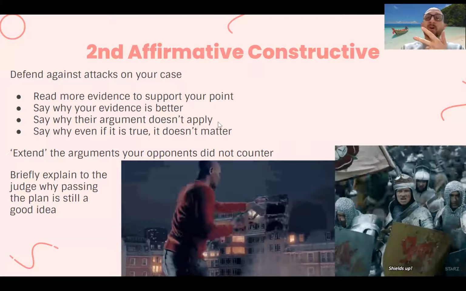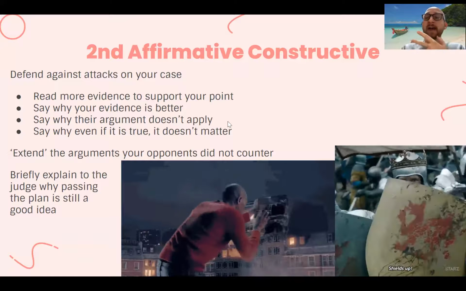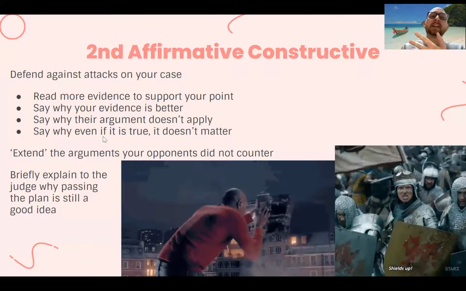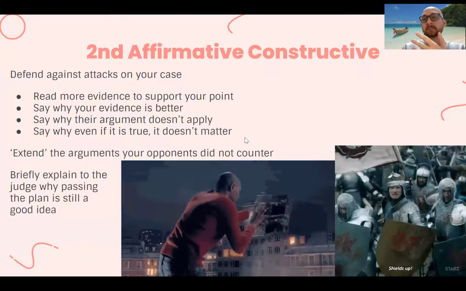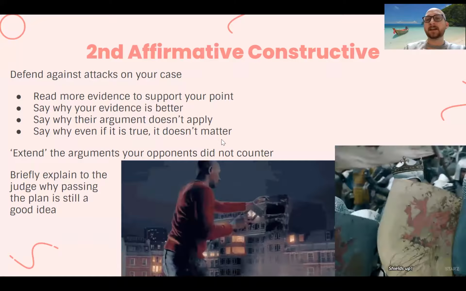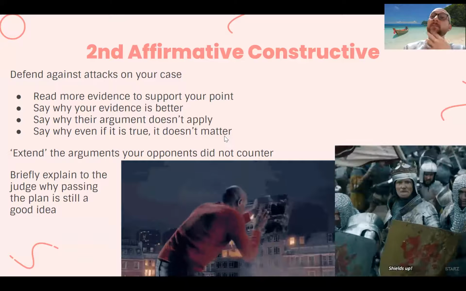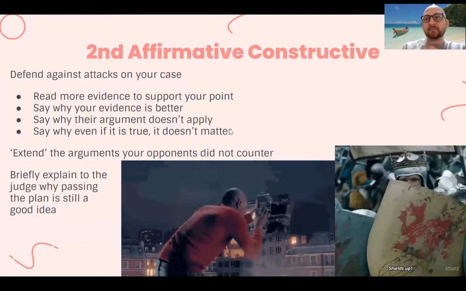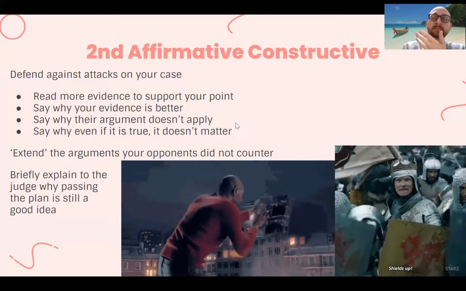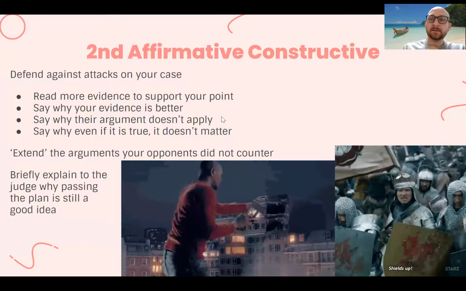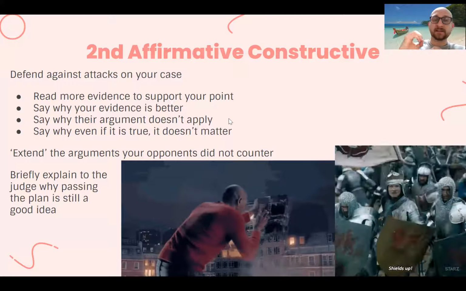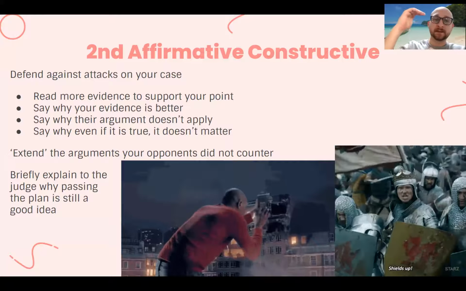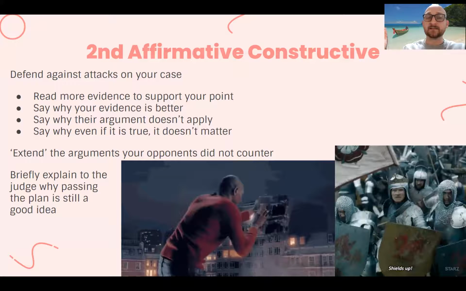You could say why their argument doesn't apply, like maybe the facts and examples aren't true of what you're trying to do. Or you could say why even if their argument is true, it doesn't matter. Like let's say the negative says, oh, passing the affirmative is only 50% likely to solve climate change, not 100%. As the affirmative, you can be like, fine, maybe we're only 50% likely to solve climate change, but in the world today, we're 0% likely. So 50% likelihood to solve climate change is still better than 0%. So the judge should vote affirmative at the end of the debate, obviously.